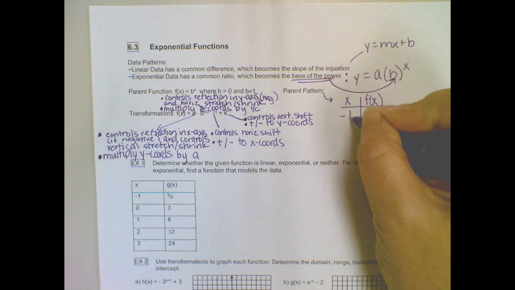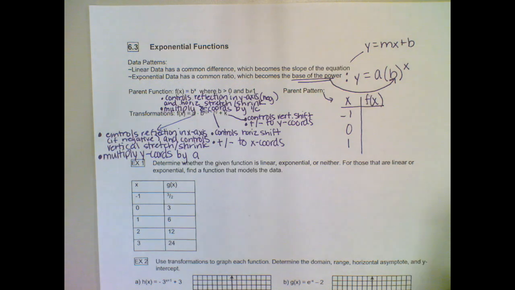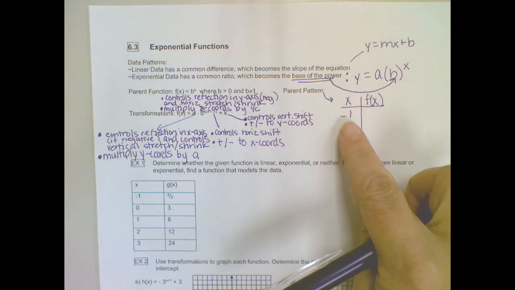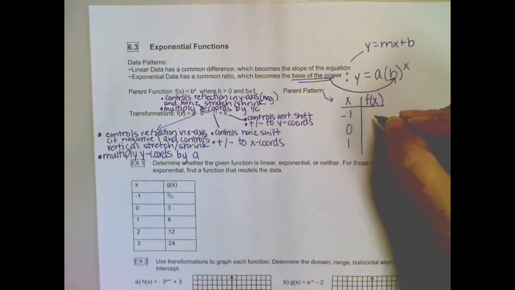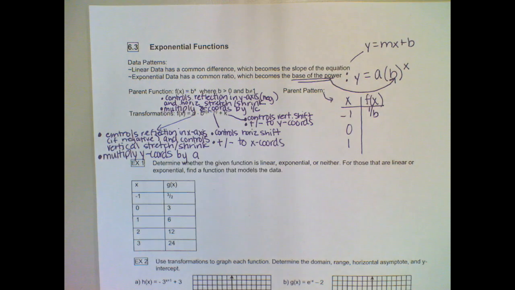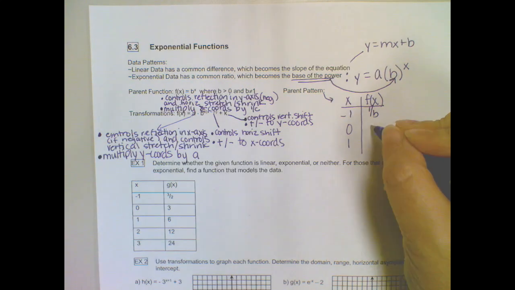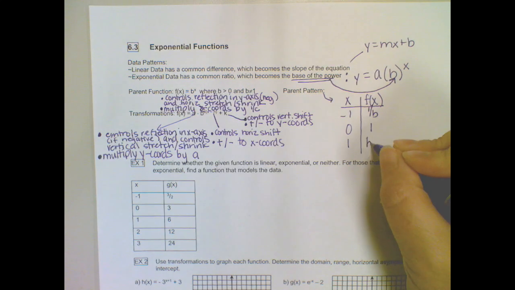But the parent pattern that you should be using for your original coordinates, the x's are -1, 0, and 1. The y's that correspond with those are 1 over b, 1, and b.